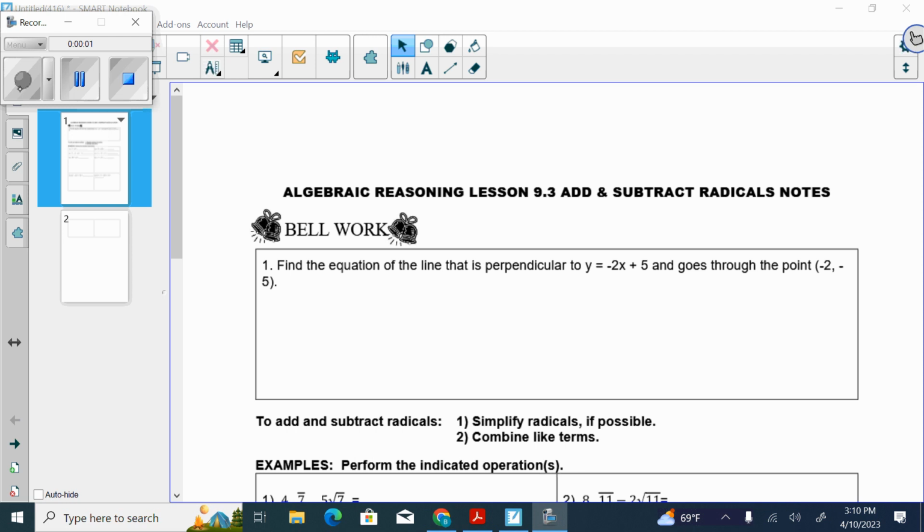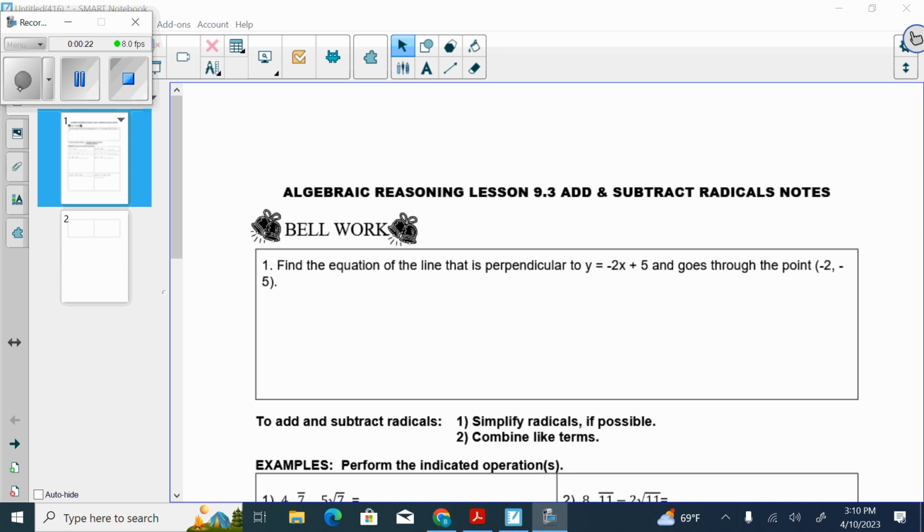Talking about simplifying radicals. Today we're going to be actually adding and subtracting those radicals. Before we do that, they do have a warm-up question for us here. It says to come up with the equation of a line that's perpendicular to the one that they gave us and goes through the coordinate point -2, -5.